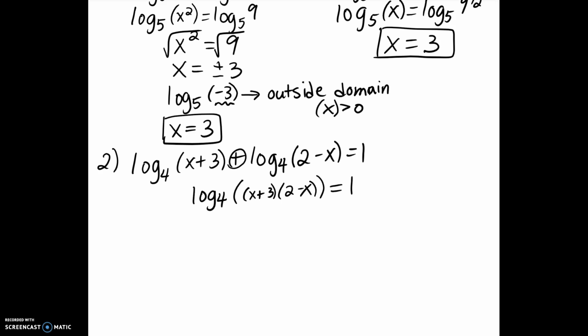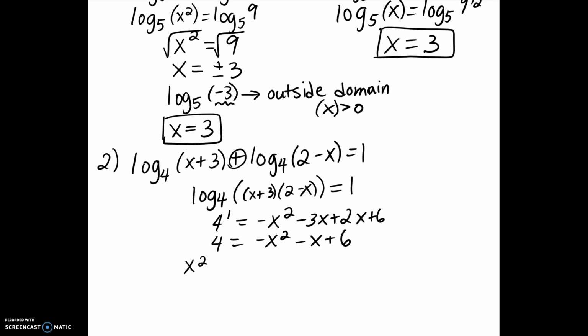I'm actually going to do two things at once here. We're going to switch to exponential, and then I'm going to start multiplying this out. So negative x squared minus 3x plus 2x plus 6. And then let's just combine this first. Any quadratic, in case there's factoring, I like to add everything to the side that would make the x squared positive. So I'm going to make this x squared plus x minus 2 equals 0.